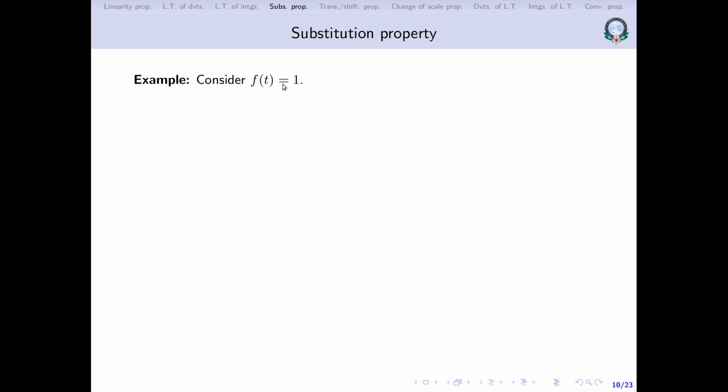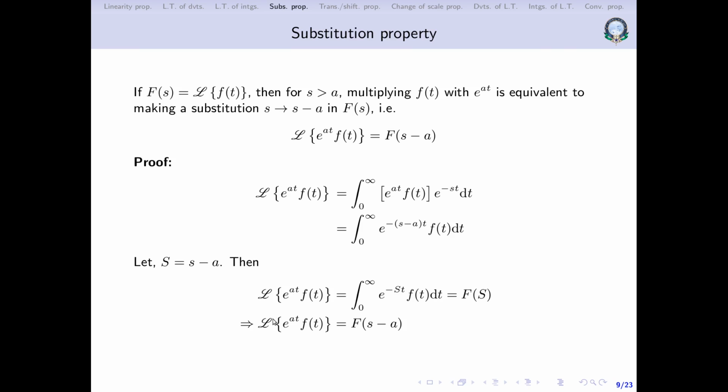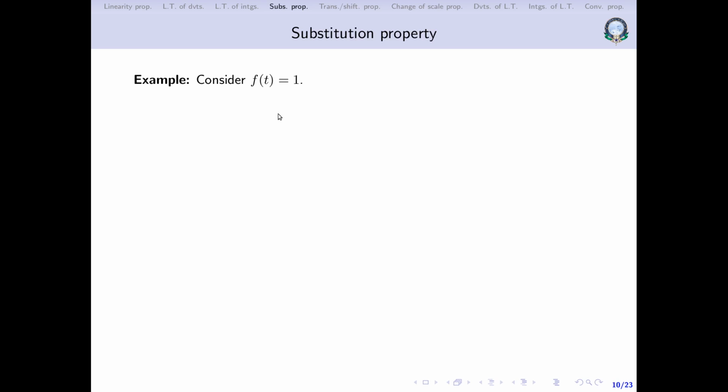So let us consider a function f of t equal to 1. We will use this property. We take the function f of t to be equal to the constant function 1. If the function is constant, then its Laplace transform will be 1 by s. You can refer to my previous lecture, where I showed that the Laplace transform of some constant k is equal to k by s. If you take k equal to 1, you will get 1 by s.